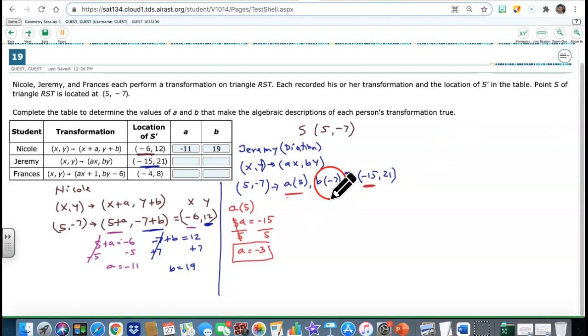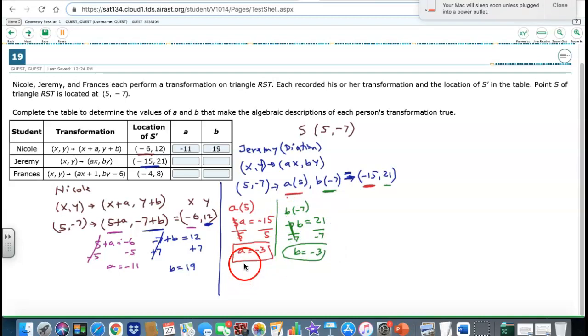So I'm going to say that b times negative 7, or negative 7b, which looks better, is equal to the y value. Divide by negative 7 to leave the b by itself, and b is equal to negative 3. 21 divided by negative 7 is negative 3, and negative 7 cancels out. Alright, I got that. What's next?